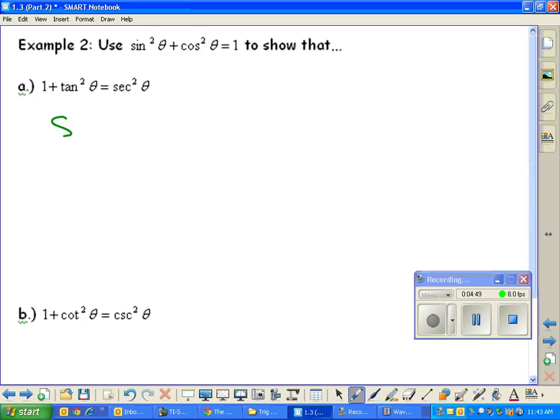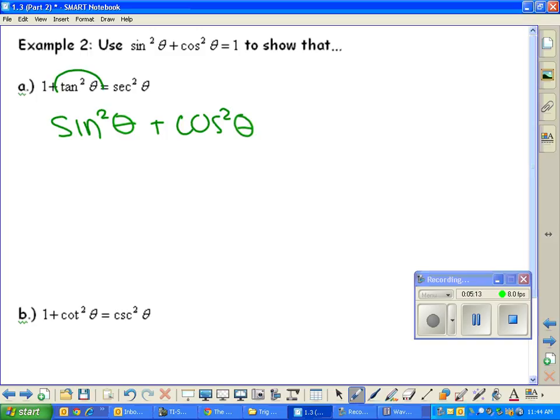So let's start out by writing where we have to start, kind of like we started with the Pythagorean theorem. We're going to start with sine squared theta plus cosine squared theta. I'm not going to write equals 1 yet. You'll see why. Sine squared theta plus cosine squared theta.